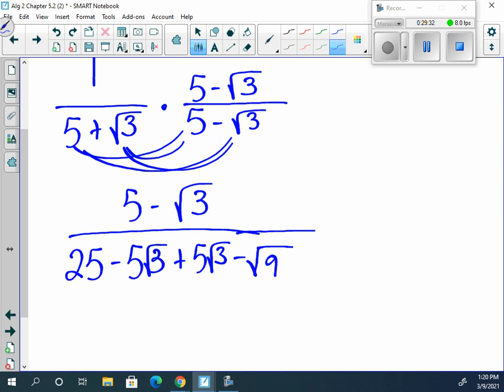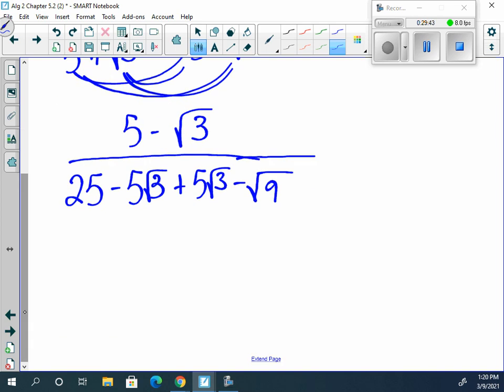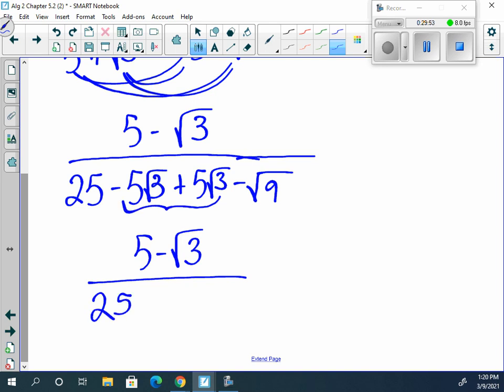Well, you're probably looking at this thinking, well, we did that to get rid of square roots. Well, we just went from 1 square root to 3, didn't we? Well, let's see what happens, because there's something that's going to happen with this here. In the numerator, we still have 5 minus square root of 3. The denominator, we have 25. Well, like terms here, what is negative 5 square root of 3 plus 5 square root of 3?